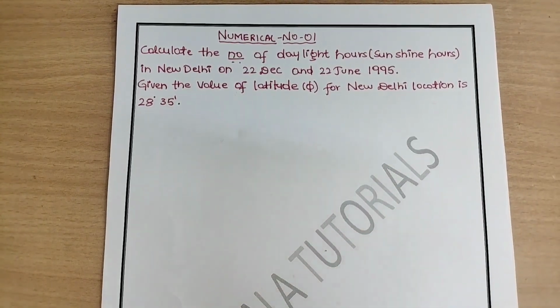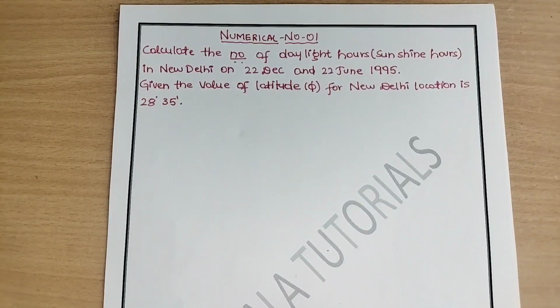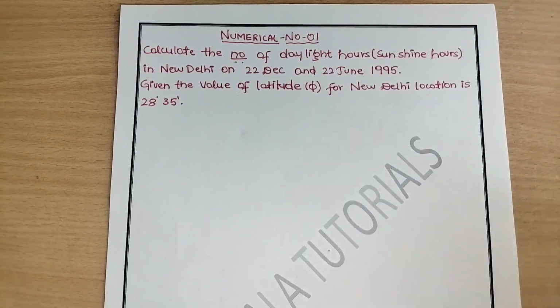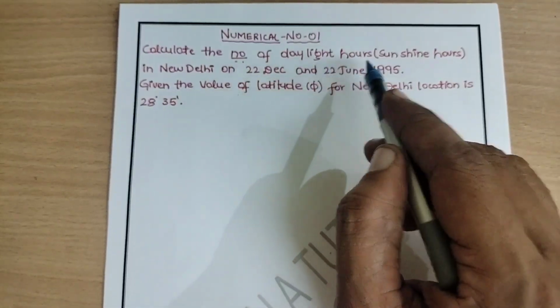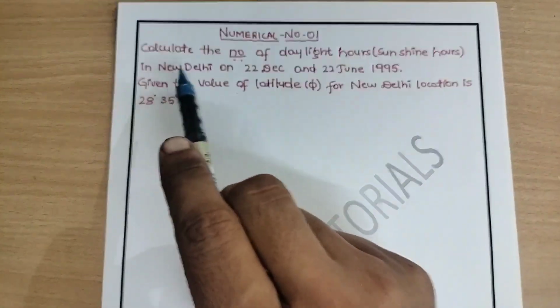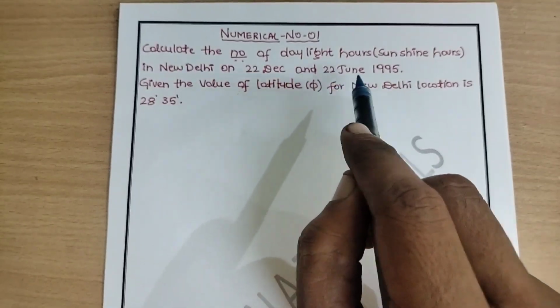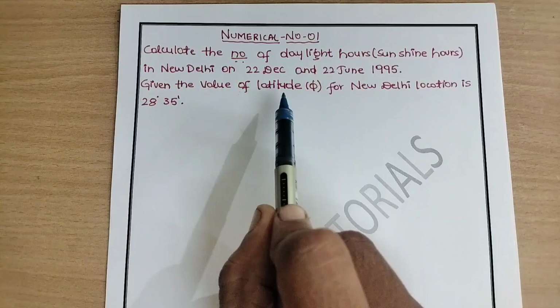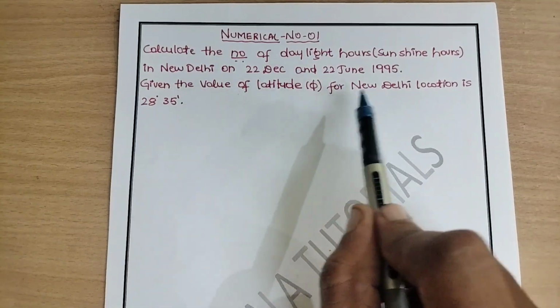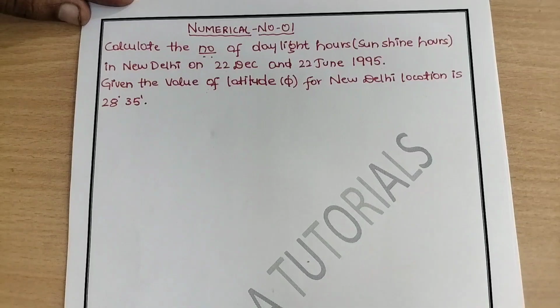In this session, let us see how to solve a numerical based on solar radiation and its geometry. Question number 1. Calculate the number of daylight hours, sunshine hours in New Delhi location on 22nd December and 22nd June 1995. Given the value of latitude angle phi for New Delhi location is 28.35 degree. The problem is quite simple.